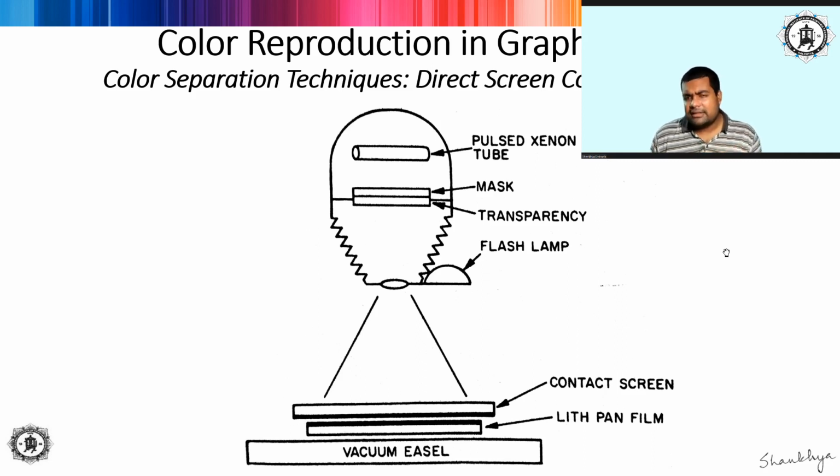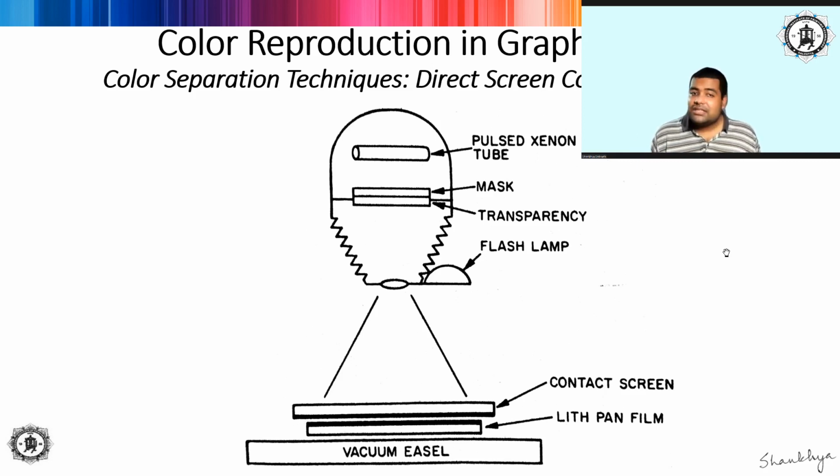I think the picture is describing exactly that method itself. Basically, the contact film is on top of the litho film, and that is being exposed using our mask, and finally the transparency is also there. So ultimately, that is how we are doing the exposure.